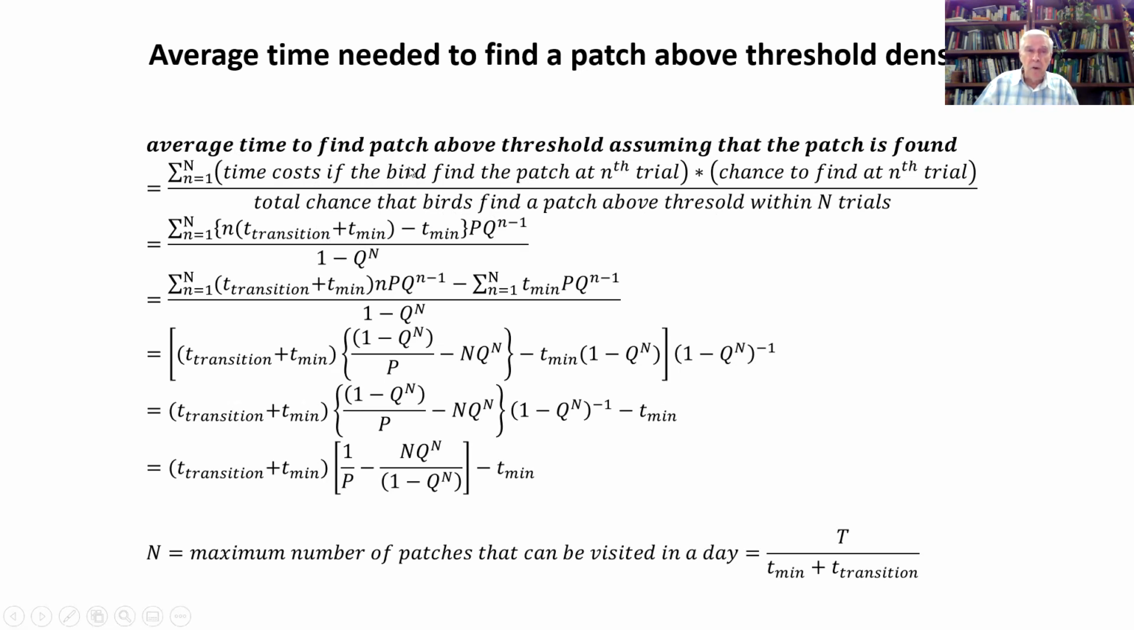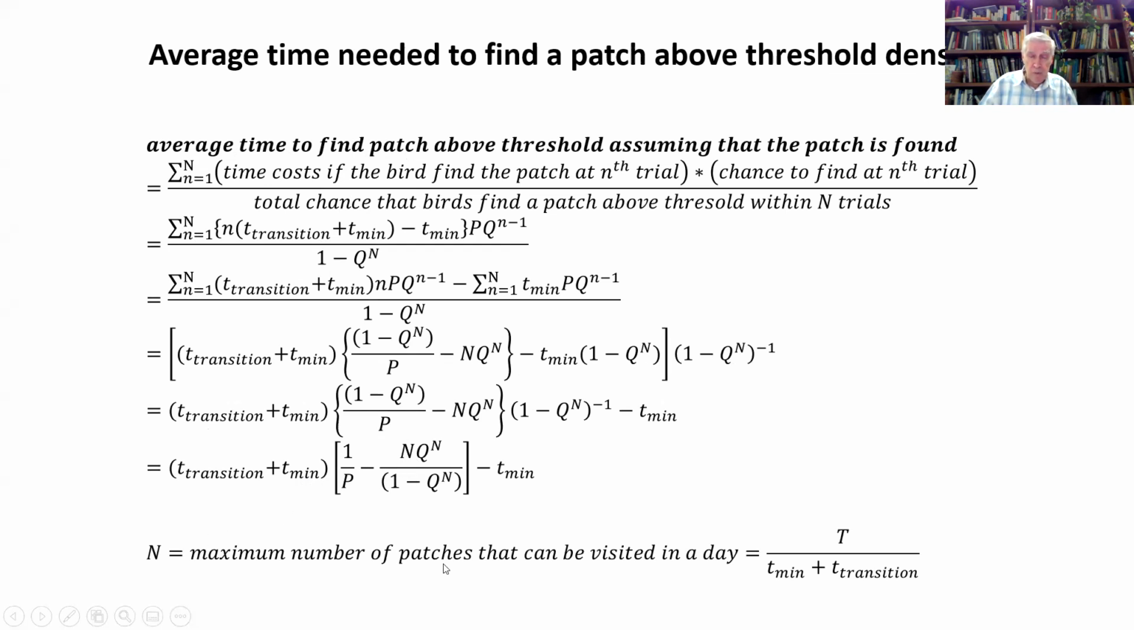that occur if the wading bird has found a patch at the nth trial, times the time cost, times the chance of finding it on the lowercase nth trial. And we get an expression like this, which involves transition time, the sampling time, P, Q, and N.